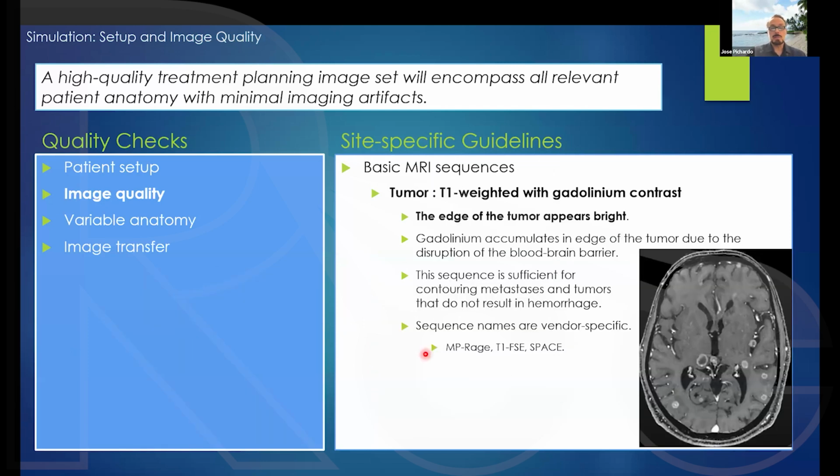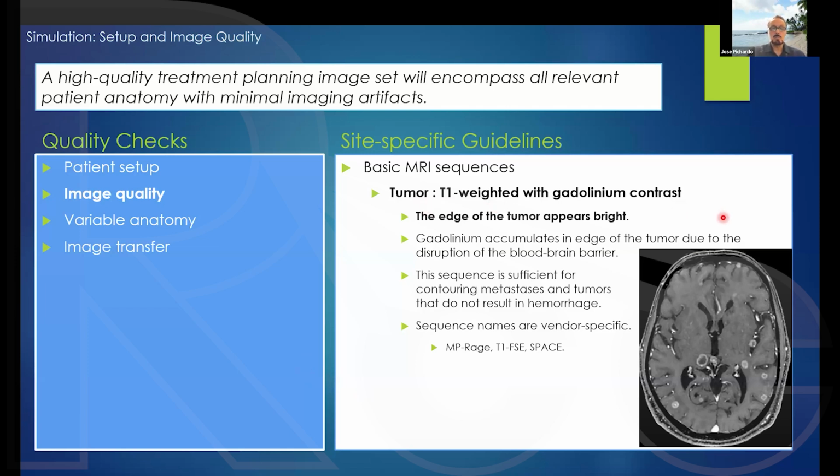All right, obviously, it's outside of the scope of this presentation to give you a full training or full explanation of every MR image and how it's used for brain. So I'm just going to give you the most important ones, right? The most basic ones. So the first one is the T1 weighted image with gadolinium contrast.